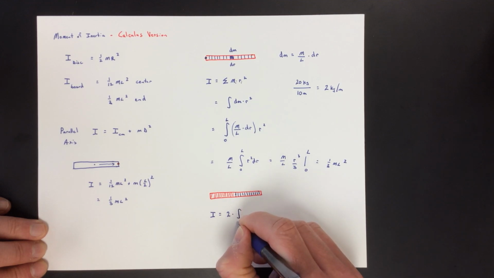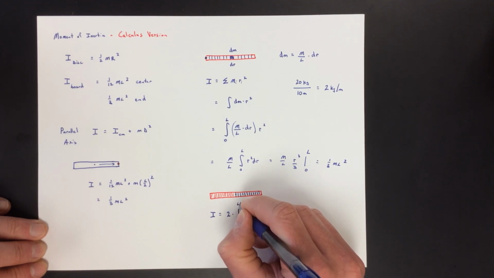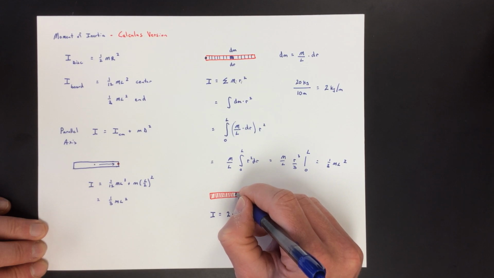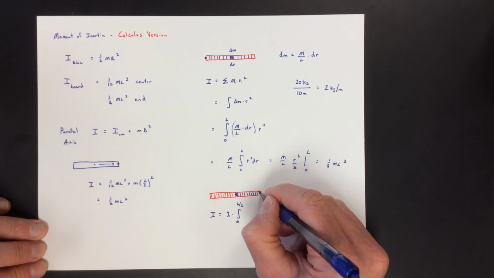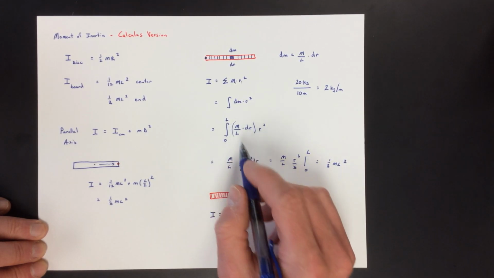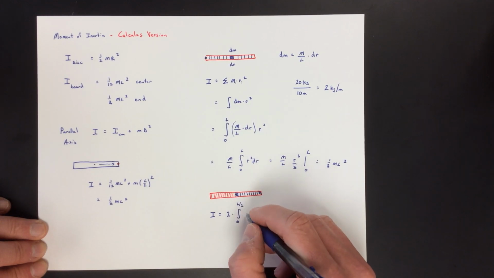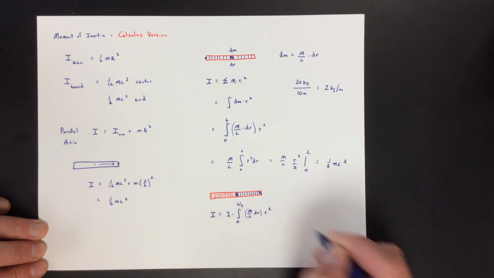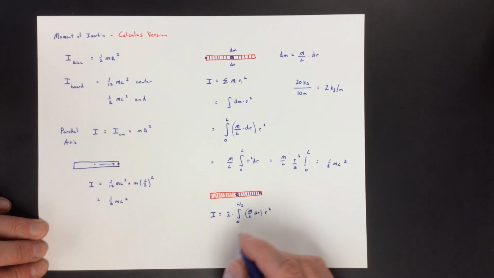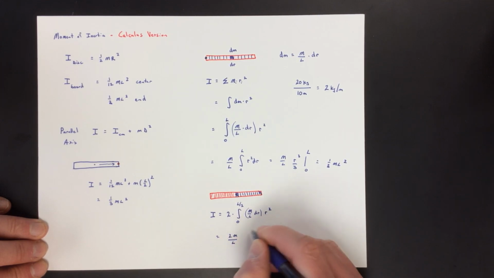The blue are me integrating from 0 to L over 2, right? To go from here, from that one, all the way to that end one is L over 2. And then each little thing is its same dm. It's still m over L dr, each times their distance squared, r squared. And so you get this same integral, 2m over L, and you get the integral of r cubed over 3 from 0 to L over 2.